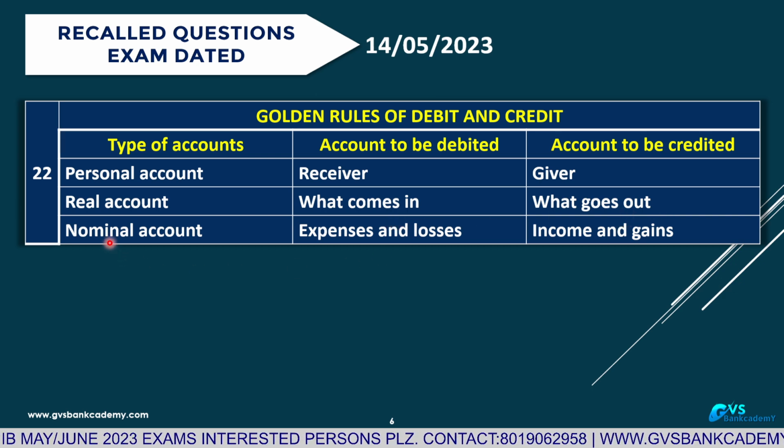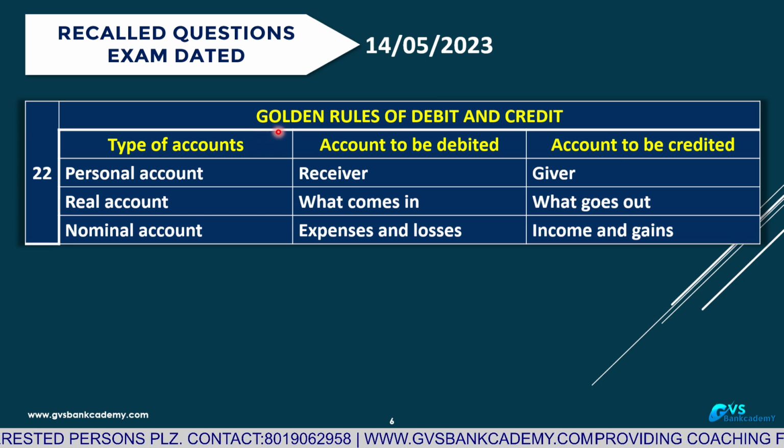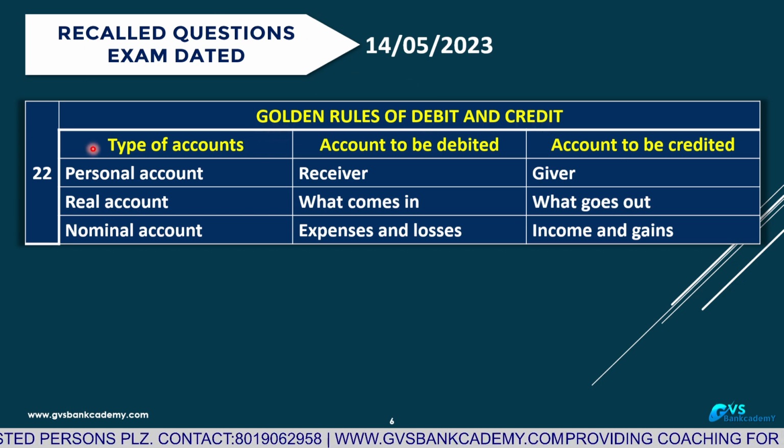Nominal account, P&L: all expenditure and losses, we can debit to P&L. Expenditure and losses are debited to P&L, and all income and gains are credited to P&L. Nominal account means P&L is a nominal account. This is the golden rule of debit and credit. This is question 22.